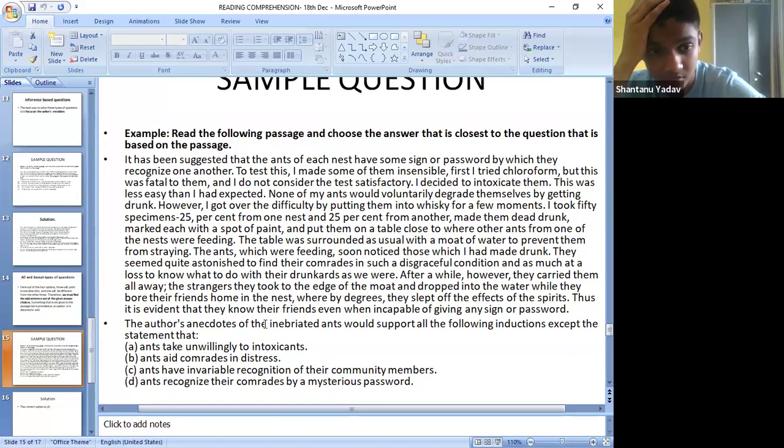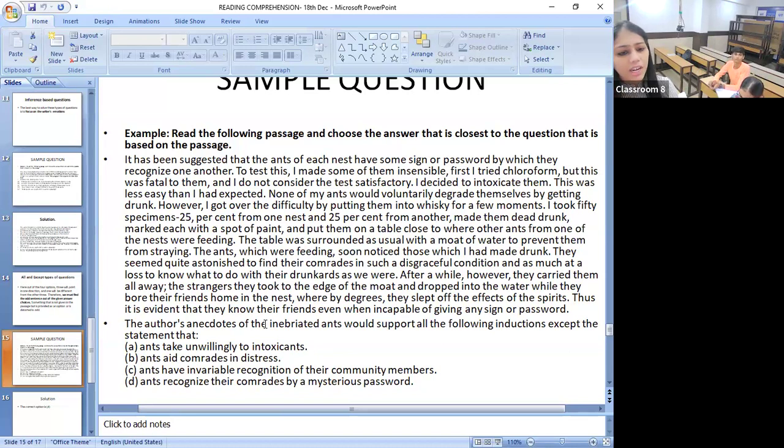Ants have invariably recognition of their community members. Eliminate C. Now come to D: ants recognize their comrades by a mysterious password. Ants recognize means one ant recognizes you by a mysterious password. You don't recognize the ant.